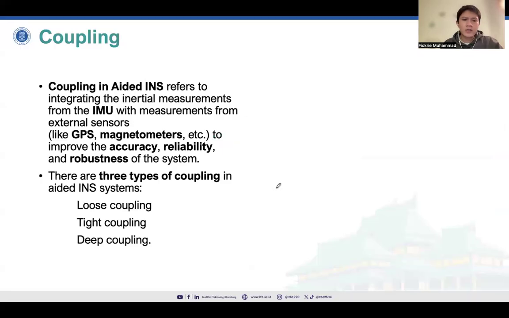So the coupling in aided INS basically refers to integrating the inertial measurement from the IMU with an external sensor like GPS, magnetometer, or acoustic positioning systems to improve accuracy and the robustness of the systems. And the three types of coupling in the aided INS system are loose coupling, tight coupling, or deep coupling.